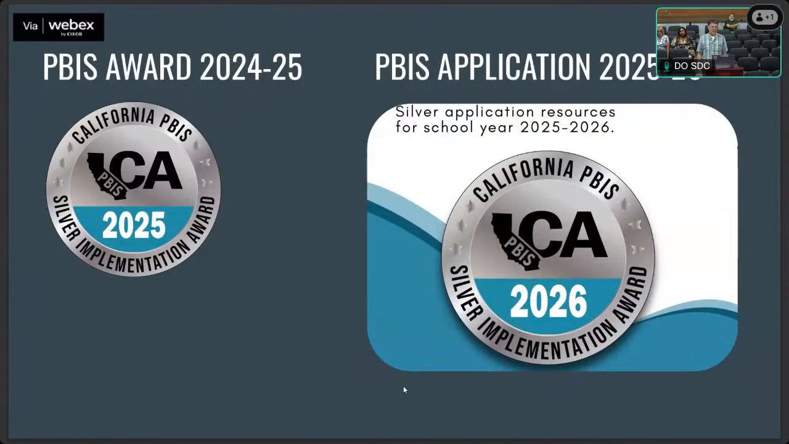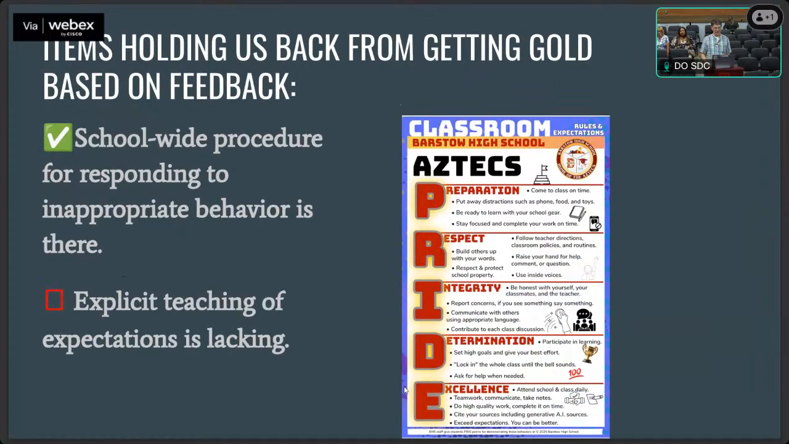All right. We got PBIS silver last year, and Miss Shanda said we qualify for silver this year. I turned in the application. They said, oh, there's this one little glitch. I fixed the glitch, and it's on track for us to get silver next year. And hopefully Mr. Navarro will be able to go get that award in August. So items holding us back from getting gold is the next one.